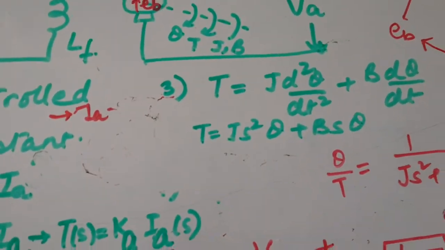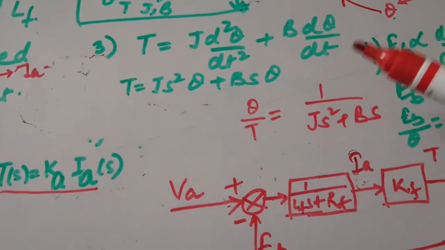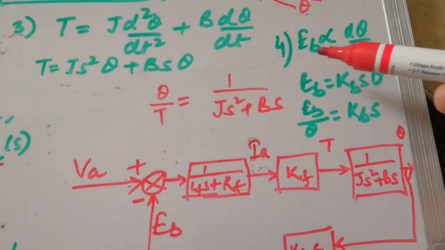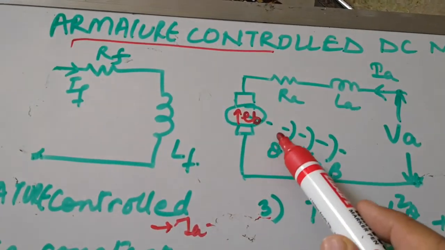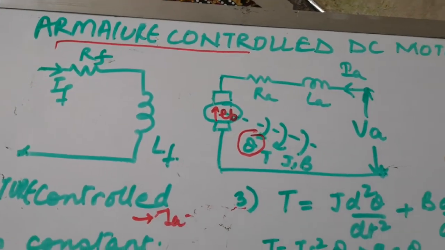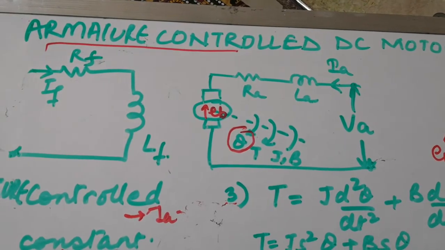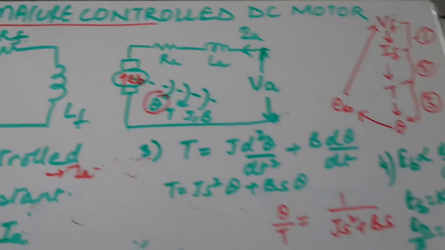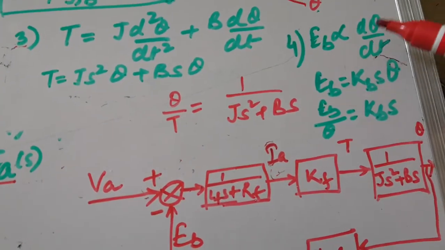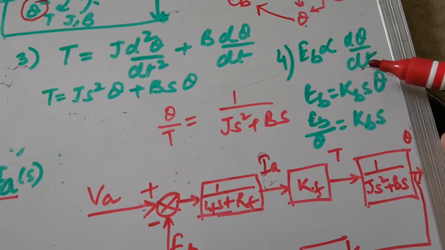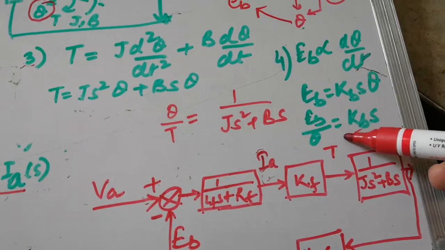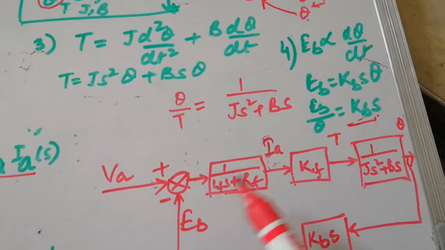The torque equation will remain the same, there will be no change in this, but what we have to add is the value of EB. Basically the back EMF is dependent upon the speed of the shaft. The more the speed, the more the back EMF. So EB is proportional to the speed, that is d theta by dt, and here we have got our fourth equation. Now the rest of the things will remain the same.